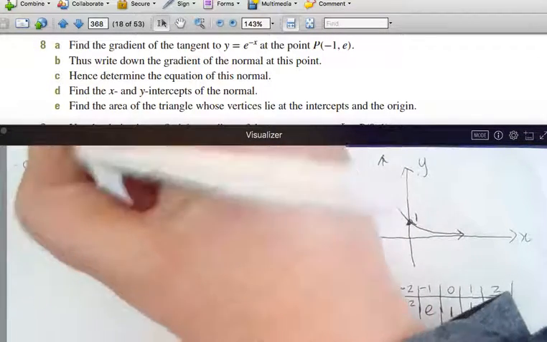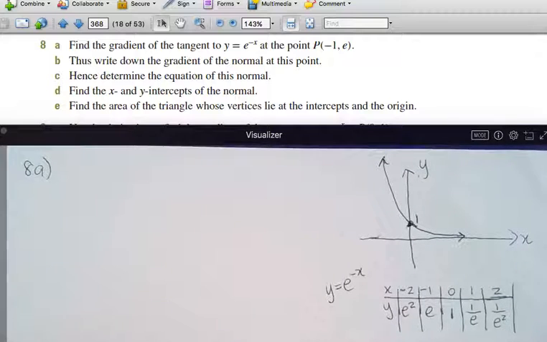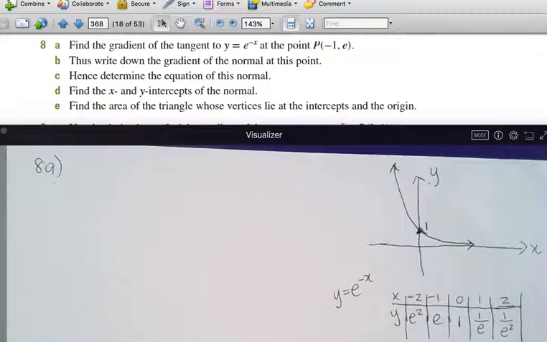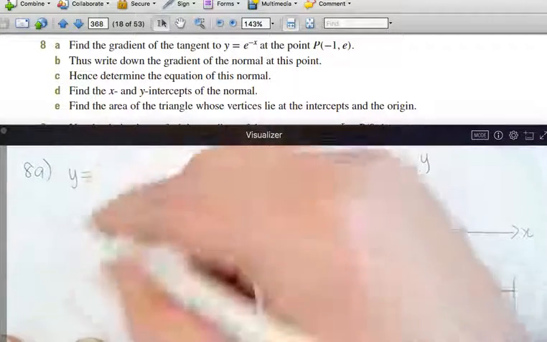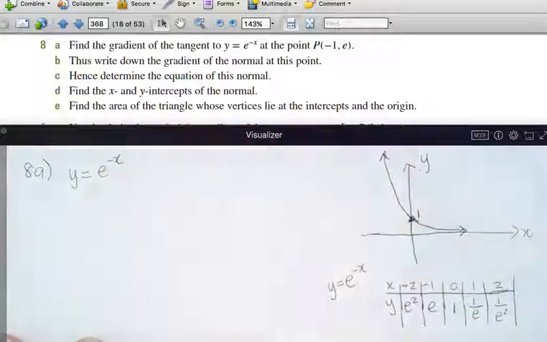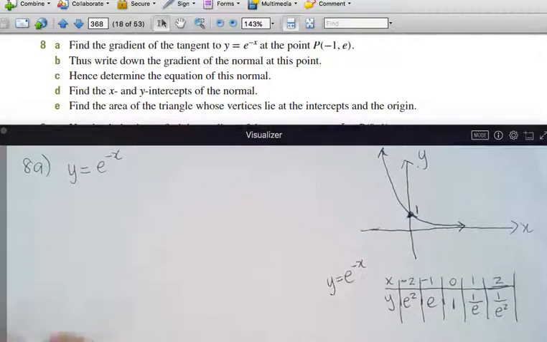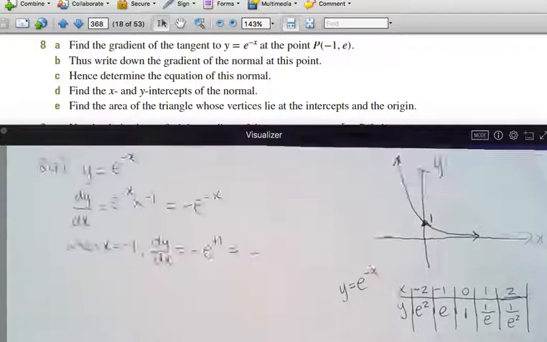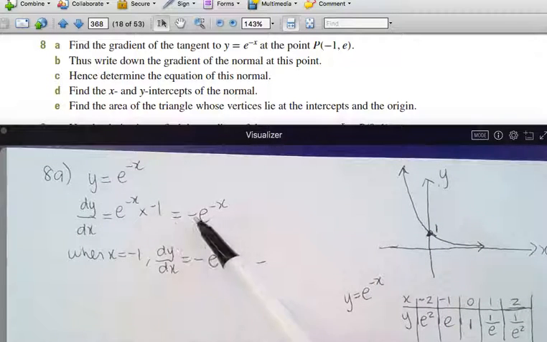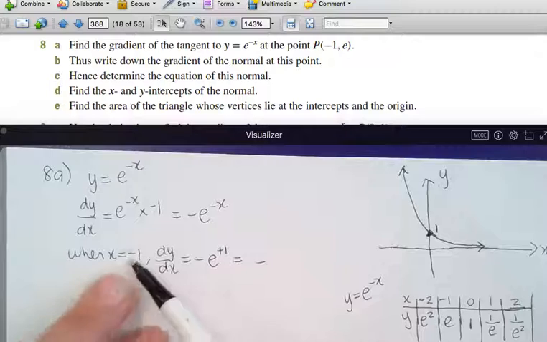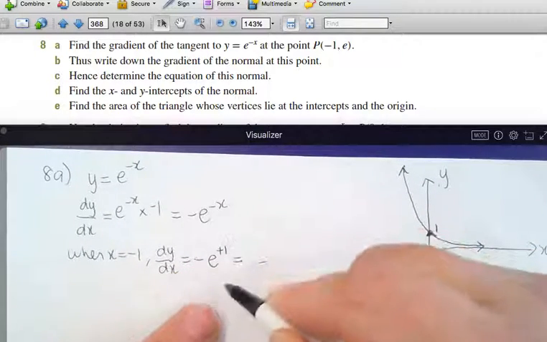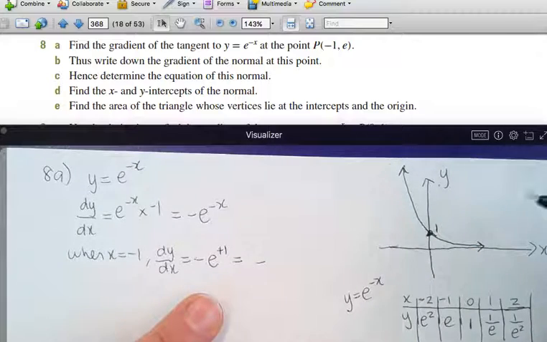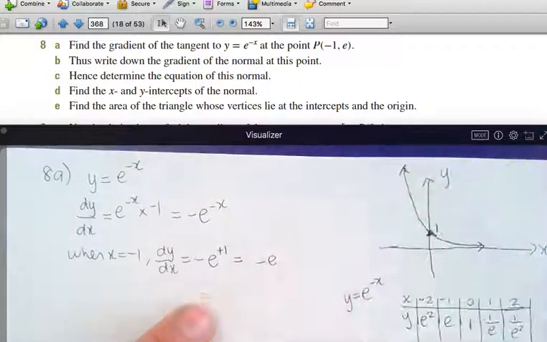Can you please calculate the gradient of the tangent at that point? And then write down the gradient of the normal and the equation of the normal. So what are you going to do first? Y equals e to the -x. What do you want to do first? Yep. The derivative is e to the -x times -1, which is -e to the -x. When x is -1, you've got -e to the -1, which is -e to the +1, which is -e.